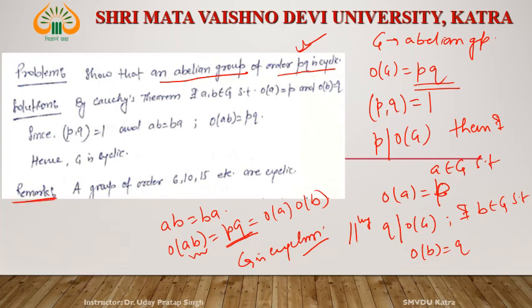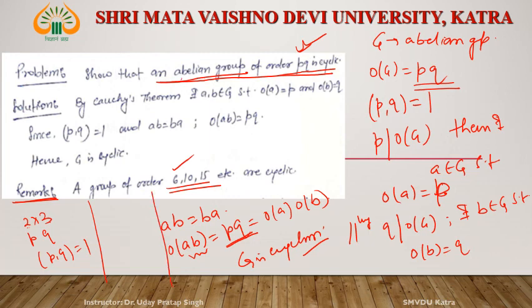See the remark. A group of order 6. What is 6? 6 is equal to 2 into 3. This is P, this is Q. P and Q are prime. What is the GCD? GCD is 1, right? This result is satisfied. It means a group of order 6 is cyclic, provided the group is abelian. If it is abelian, then it is cyclic. An abelian group of order 10 can be written as 2 into 5. This is P and Q. What is the GCD of P and Q? 1. It means an abelian group of order 10 is cyclic.